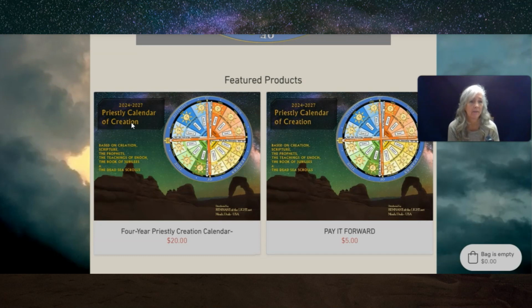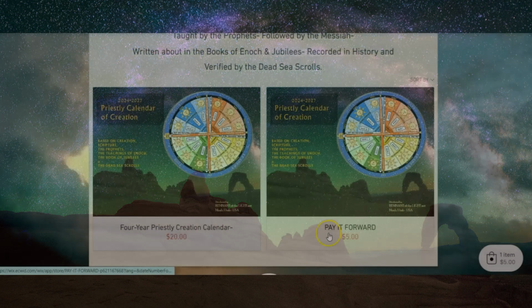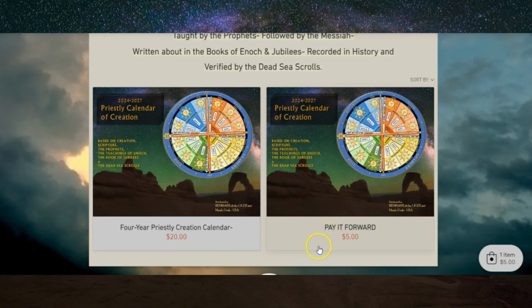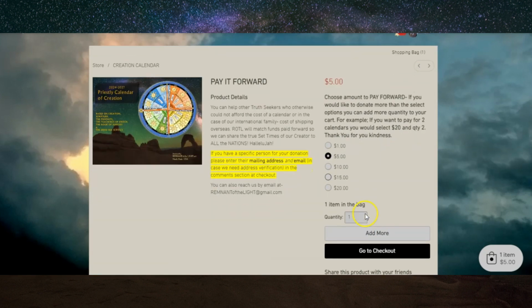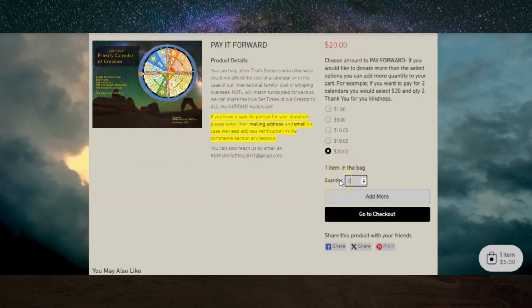Another feature we have on this online store is the Pay It Forward. So when you click on the Pay It Forward, you have several dollar amounts that you can choose from. The default is $5, but you can click on any one of these, and then you can add a quantity. So if you wanted to buy, say, 2 calendars for someone, then you would click on the $20 times 2. So your quantity would be 2 at $20, and that would be for a US shipped calendar.